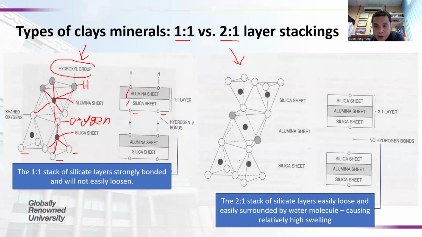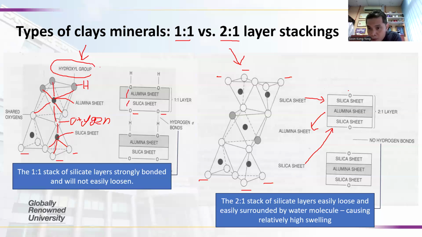Similar to what I've said, the only difference is they are looking like a sandwich. In the middle is the alumina sheet, which is right here. And then on top and bottom, they are silica sheet. So silica sheet forms right here, which means that the surface of this 2-1 layer is completely negatively charged from top to the bottom. Now, why does this matter? So let's move on to the right-hand side.